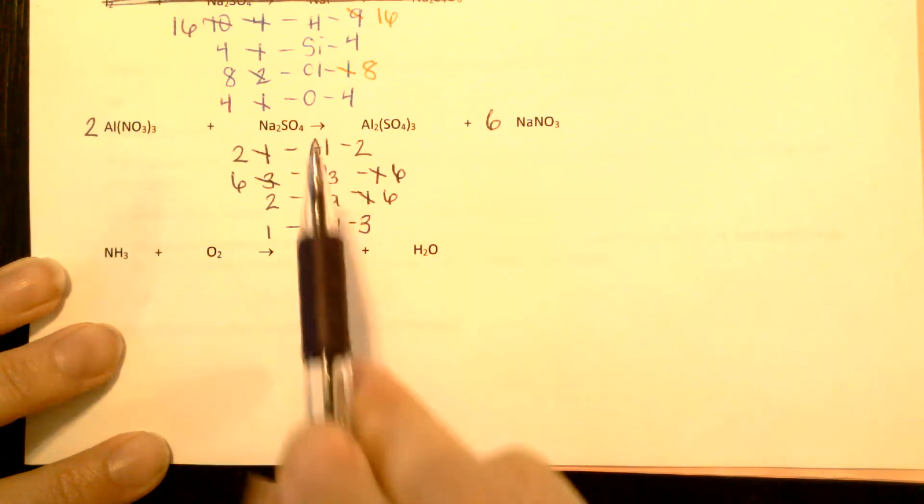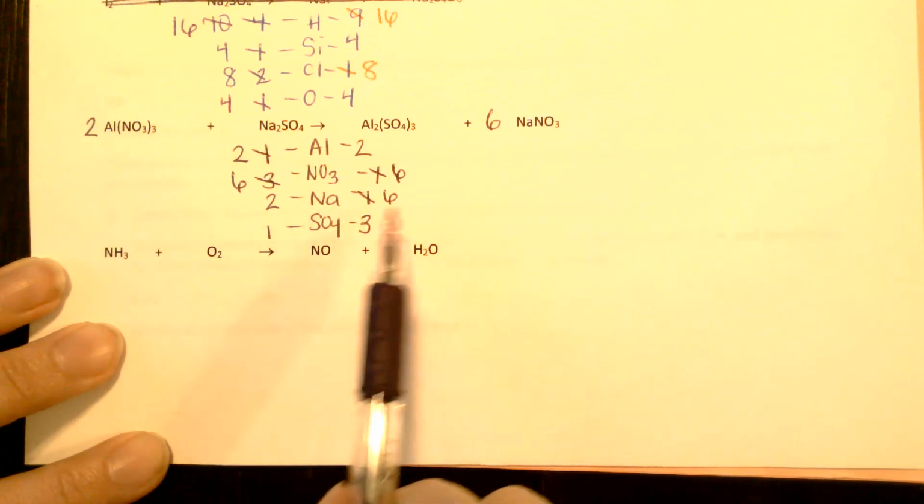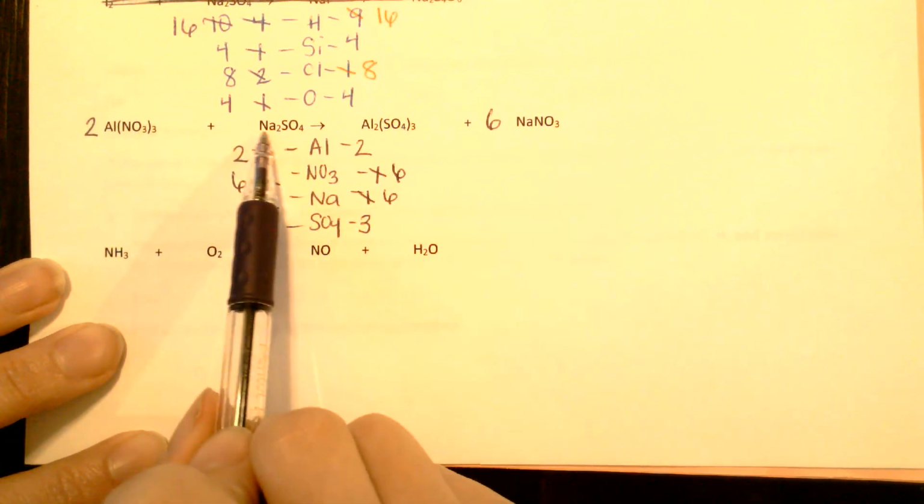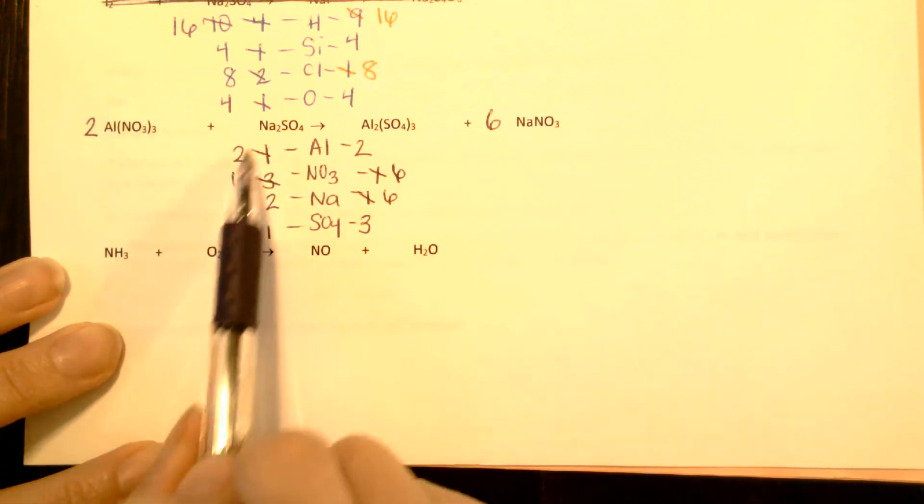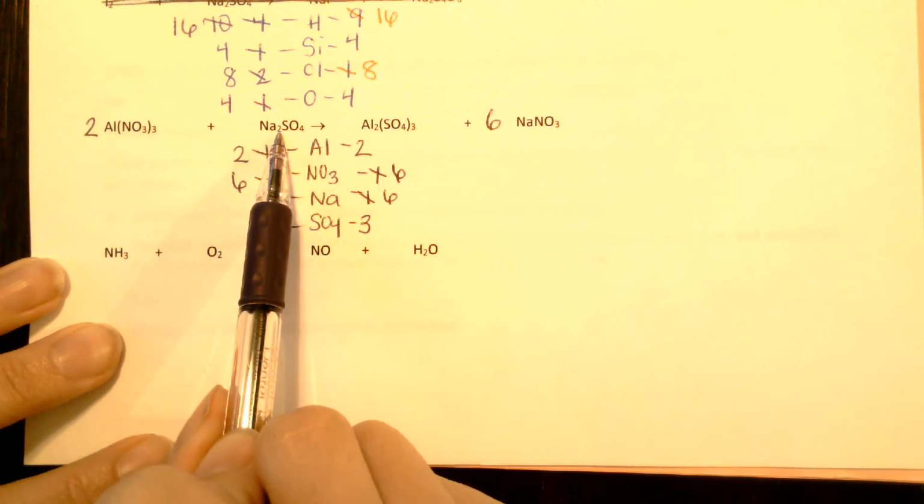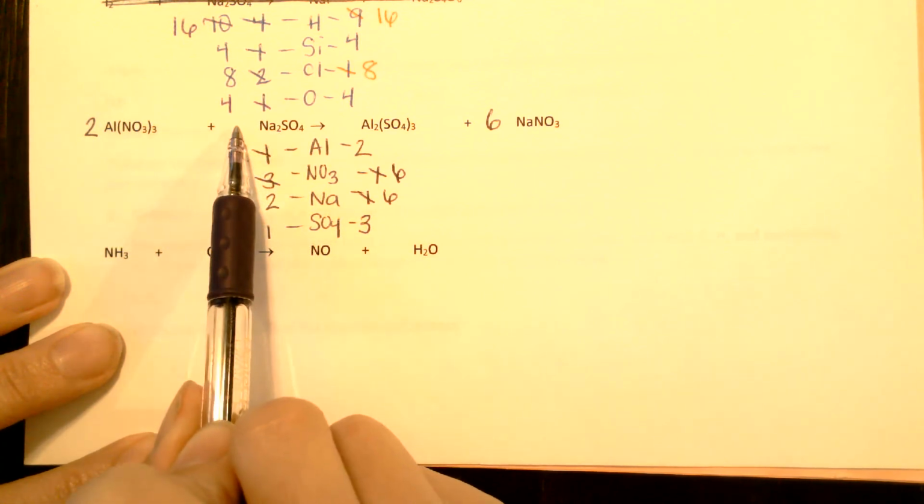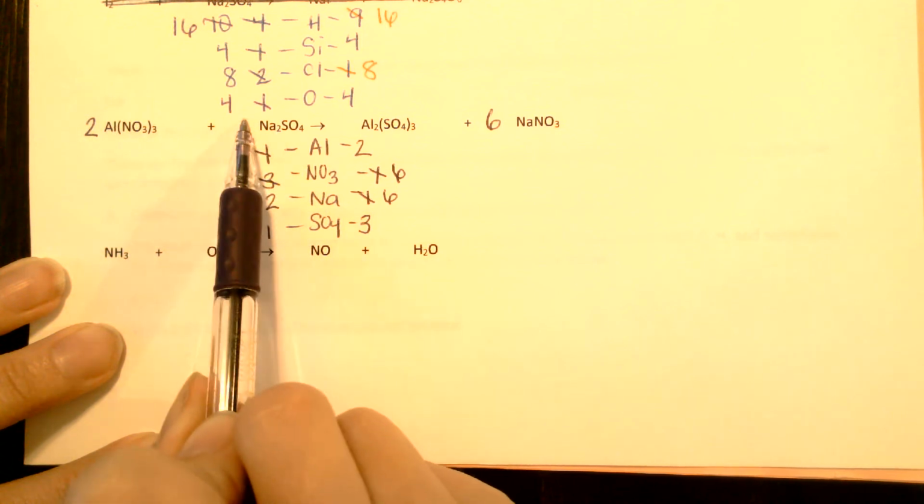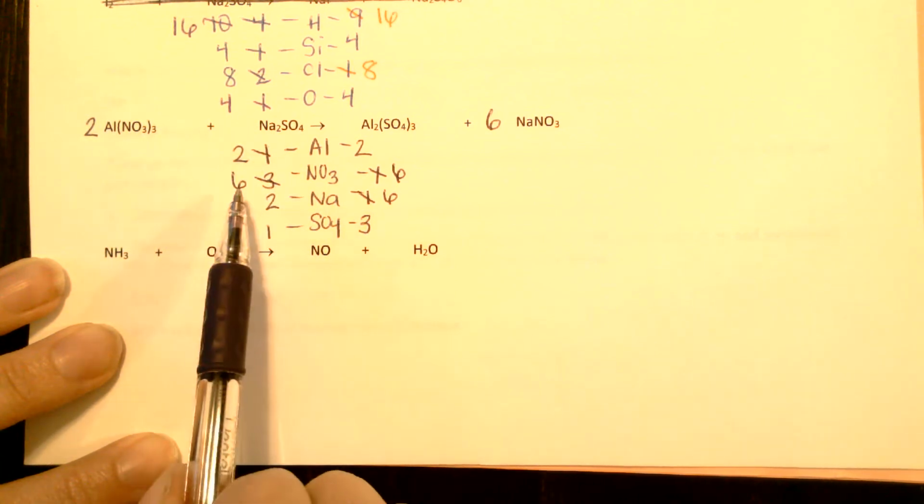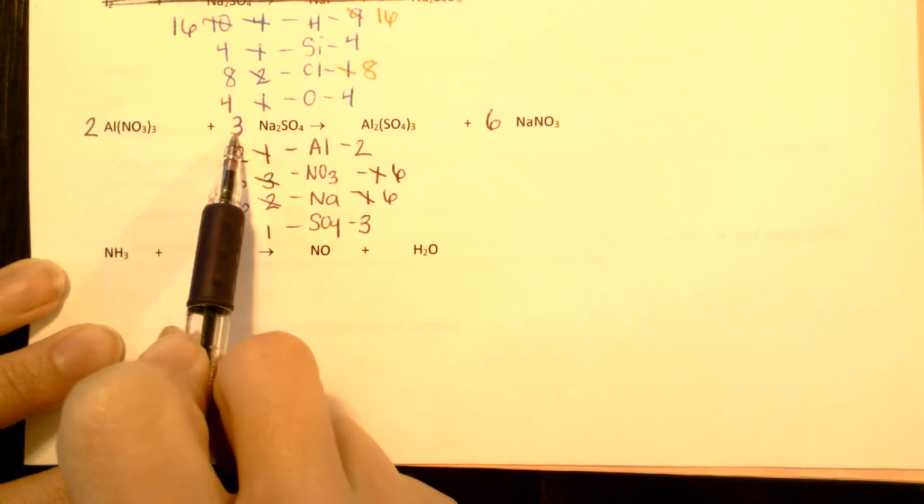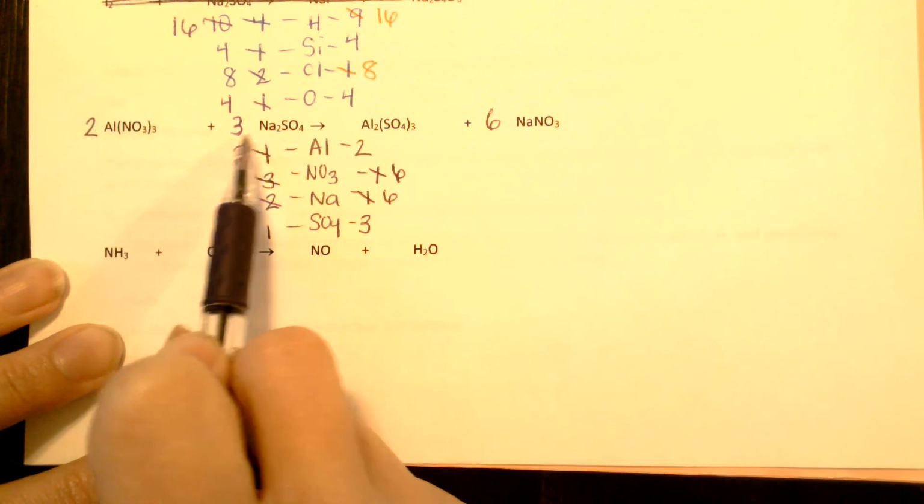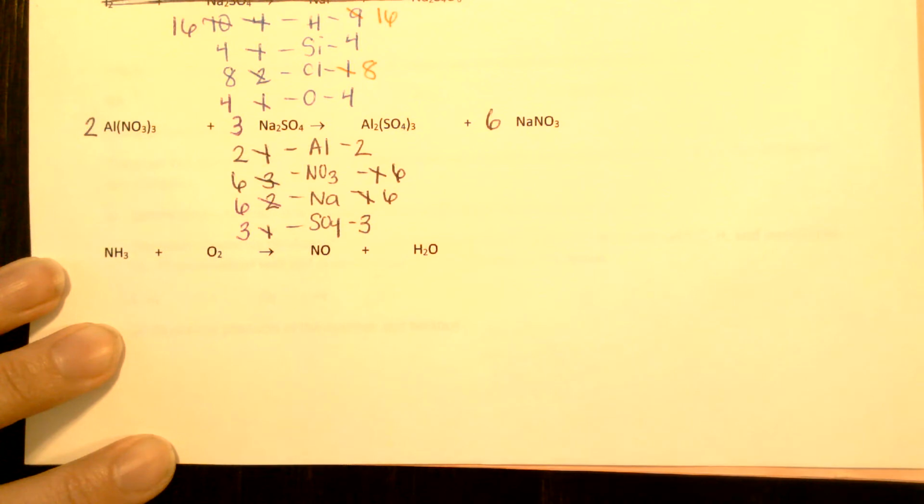Okay, so let's move on. Let's go down now to sodium. We have 6 on this side, so we need there to be 6 on this side. I have 2 already. So to get 6 sodiums, I'm going to have a factor here, which when multiplied by 2 gives me 6. That's going to be 3. So 3 times 2 gives me 6. And now if I look at my sulfate, now I have 3 sulfates. So I'm going to put a 3 right here.